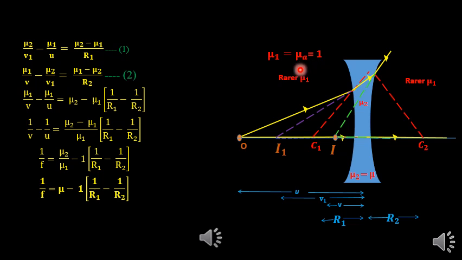If the rarer medium is air, then 1 by f equals mu minus 1 into 1 divided by r1 minus 1 divided by r2.